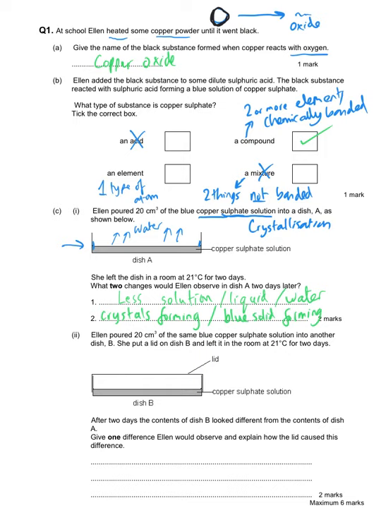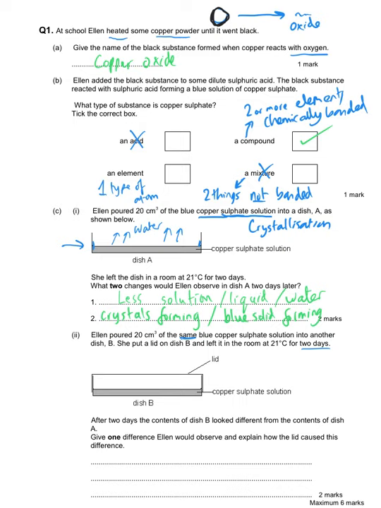And then finally she pours 20 centimeters cubed of the same copper sulfate into another dish, and she puts a lid on that dish, and again she leaves it for 2 days. And so after 2 days the contents of dish B look different to the contents of dish A. Give one difference you would observe and explain how the lid caused the difference.